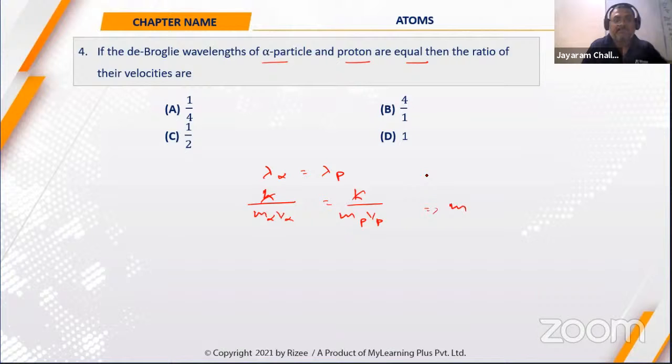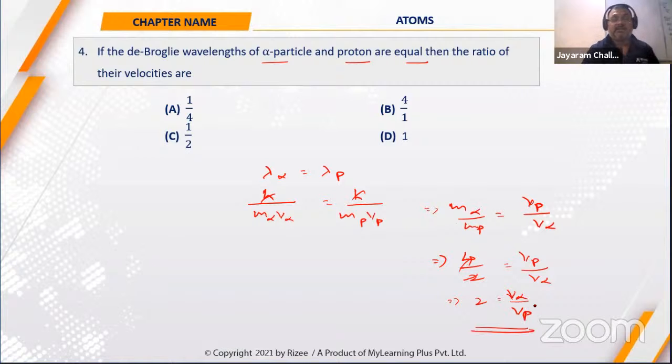Mass of the alpha by mass of the proton is equal to velocity of the proton by velocity of the alpha particle. So what will be the ratio here, please? He is asking the ratio of their velocities is equal to the ratio of their masses. Mass of the alpha, if I take it as 4, mass of the proton will be 2. So velocity of the proton by velocity of the alpha will be equal to 2, sorry, velocity of the alpha by velocity of the proton. Got it? So this is how you can solve the sums.